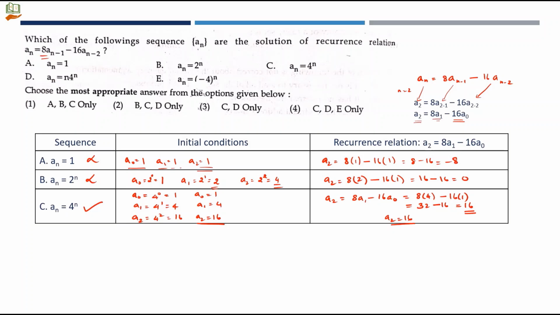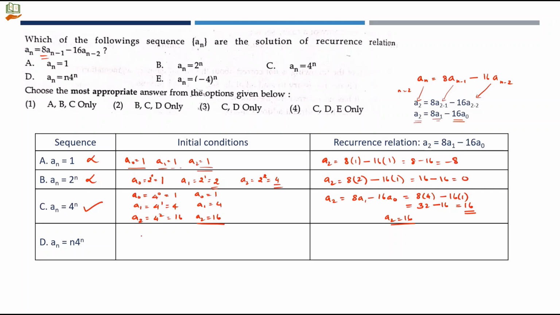Next we will compute for D. An is equal to n into 4 power n. A0 is equal to, what is n? 0 into 4 power 0 is 0. So A0 is 0. What is A1? 1 into 4 power 1, this is equal to 4. So A1 is equal to 4. What is A2? 2 into 4 square. So 2 into 16 is 32. We have A2 is equal to 32.